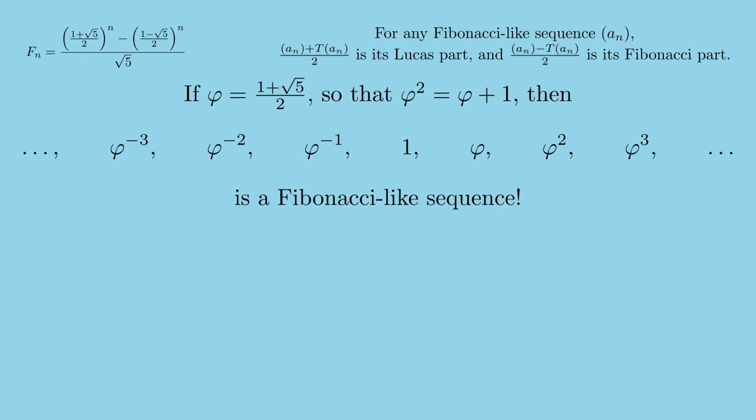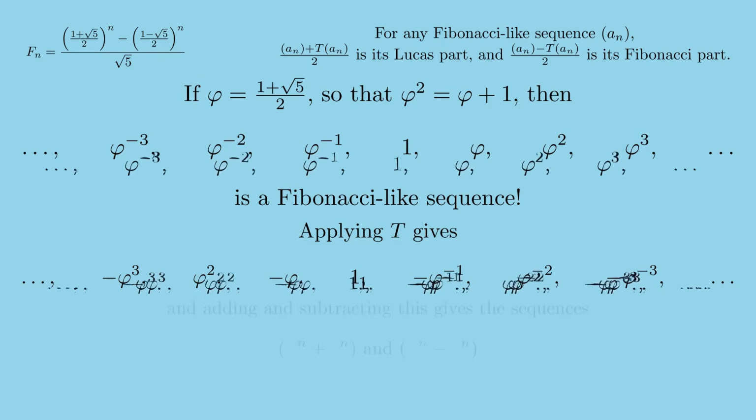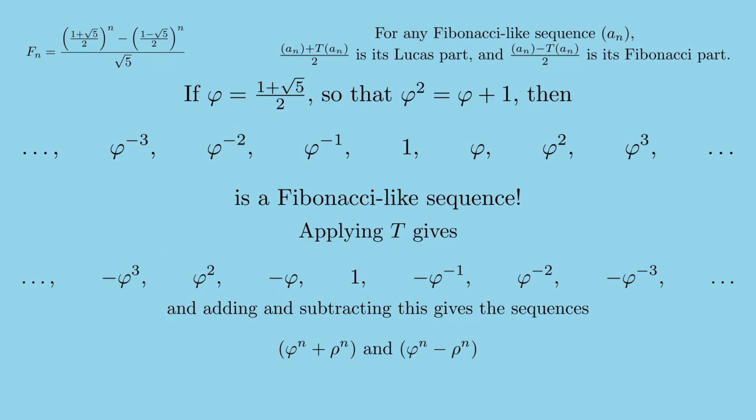We can figure it out by determining its transformed series. Reversing and flipping, we see that the terms are 1, minus 1 over phi, 1 over phi squared, minus 1 over phi cubed, and so on. Notice that the reversed and flipped sequence is also a geometric sequence, with ratio negative phi inverse. So if we take this reversed and flipped sequence and add and subtract with the original, we get phi to the n plus rho to the n, and phi to the n minus rho to the n, where rho is the other root, negative phi inverse.